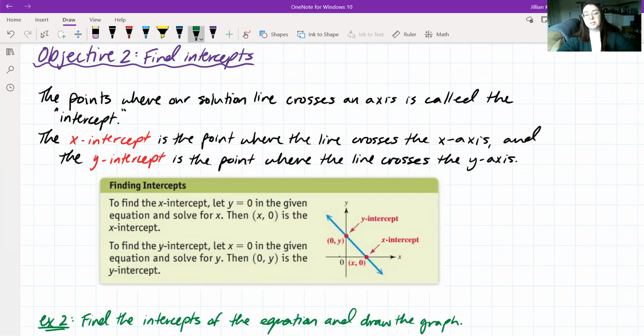So all we need to do to find them is plug in 0 for the other variable that we're not trying to find. So if we're trying to find the y-intercept, we plug 0 into x. If we want to find the x-intercept, we plug 0 into y, and then we just solve.